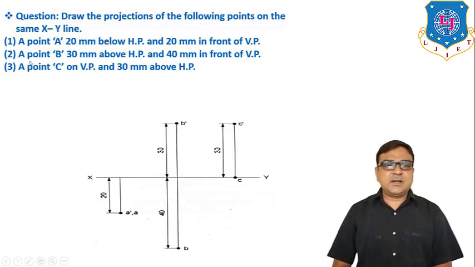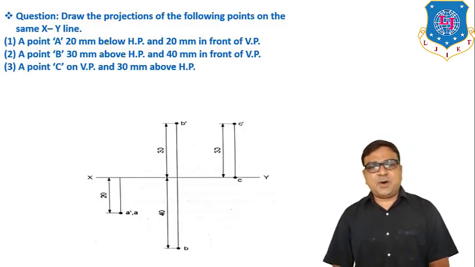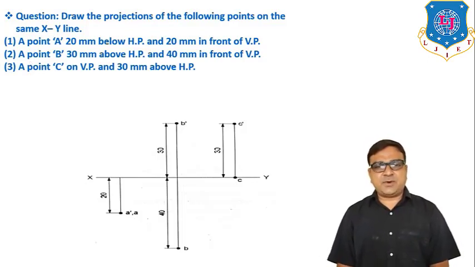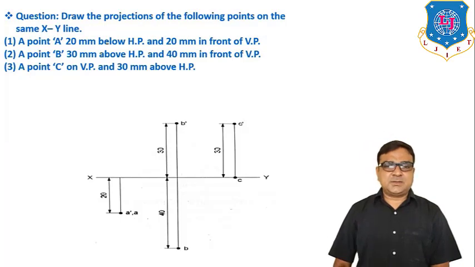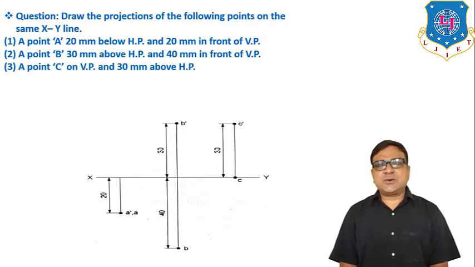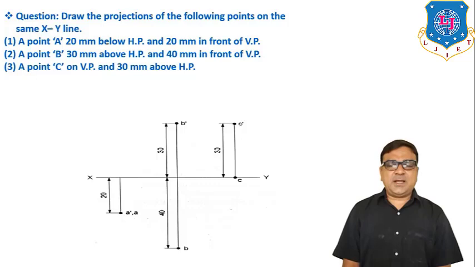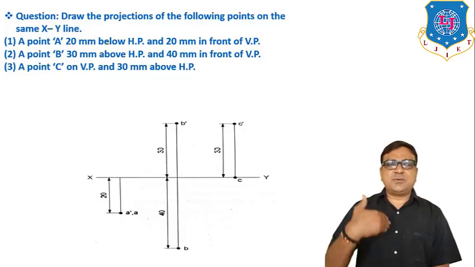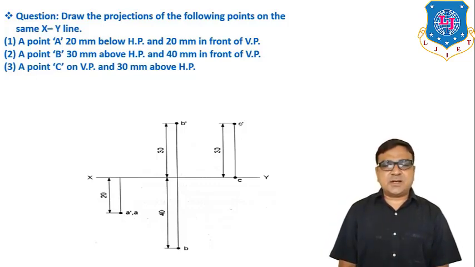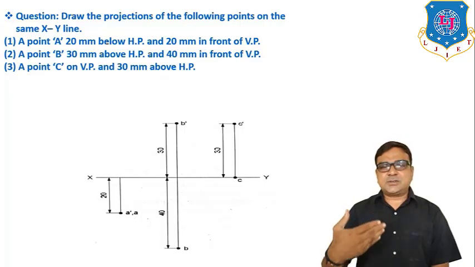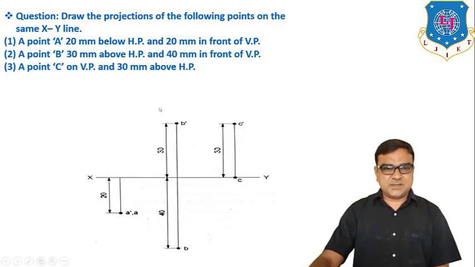Second question: point B is 30 mm above HP and 40 mm in front of VP. So in this case, point B is located in the first quadrant. When any point is in the first quadrant, its front view, b dash, is always above the XY line, and its top view, small b, is below the XY line. So in the answer, b dash is 30 mm from XY and small b, the top view, is 40 mm from XY.